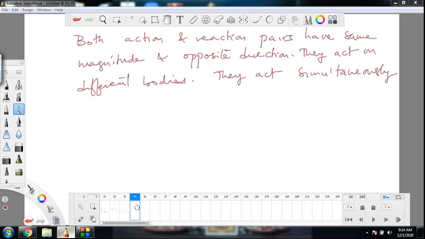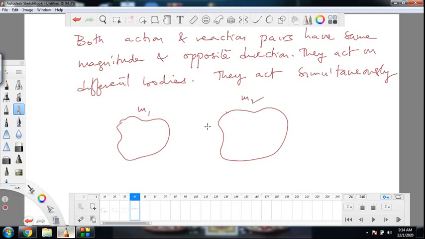Now, what if the object is not a point object? Suppose I have a big sized object of mass m1 and another big sized object of mass m2. Definitely, this m1 is going to attract as a whole.